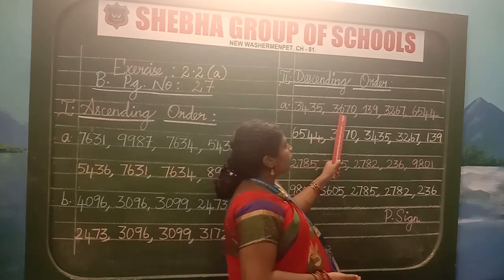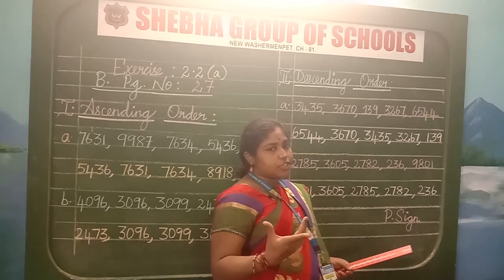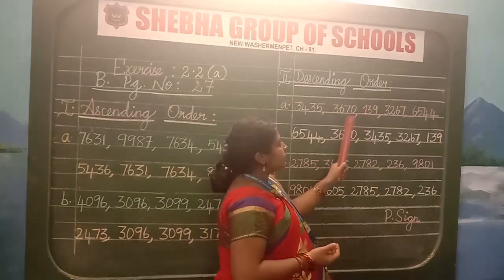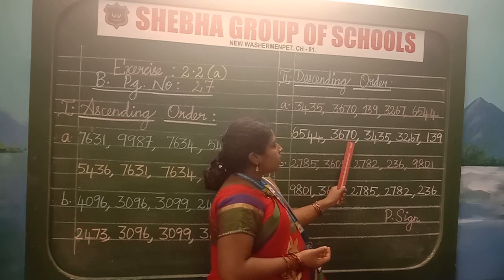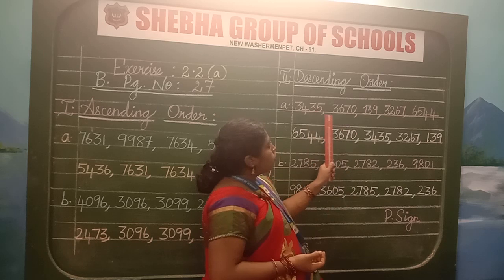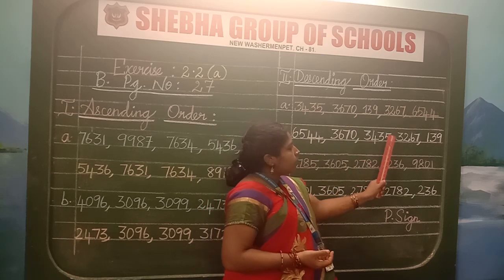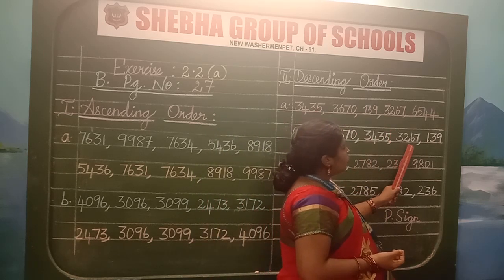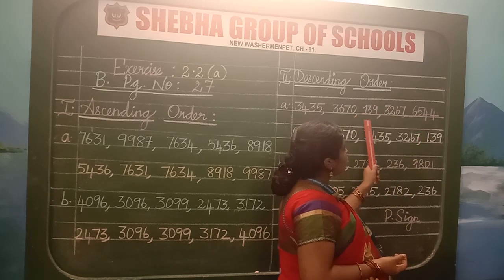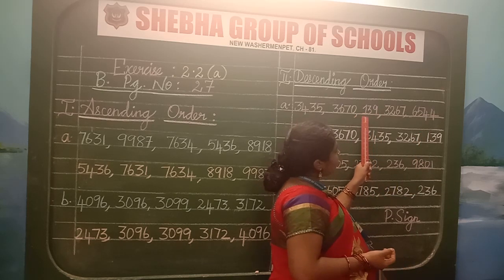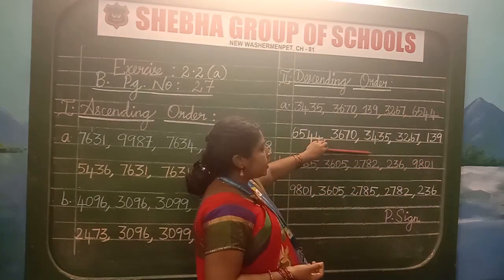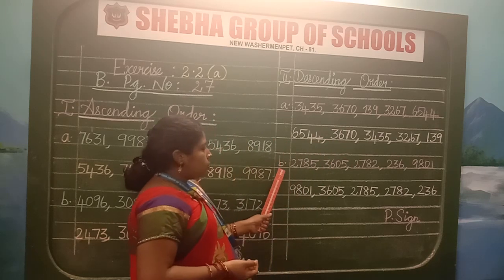Here 4, here 6, here 2. Which is greater, children? 4, 6, 2. Which is greater? 6. So write this number 3670, comma, finger gap. Next number 3435, comma, finger gap, 3267, comma, finger gap, and the last leftover number the 139. So write it this. Leave one line, children. Now write the B.